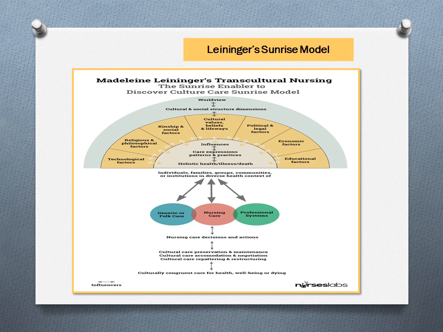Leininger's sunrise model is depicted as a sunrise enabler which discovers culture. The model portrays the major elements and interrelationships of the cultural care, diversity, and universality theory. The sunrise model is symbolic of the rising of the sun, which represents care. The model is used to generate new knowledge.